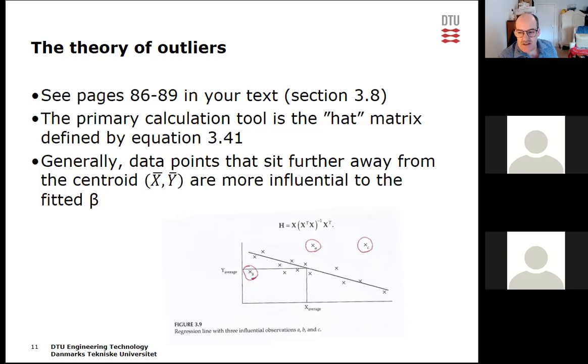The general idea is influential points are points that lie away from the centroid. So the centroid is, let me draw on this. So this is the centroid right there. The centroid is the meeting of the average data point on the x-axis and the average point on the y-axis. This is the center of the cloud of data, and we are looking for all the data points that are far away from that point.